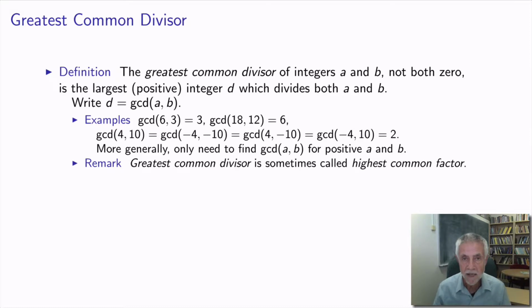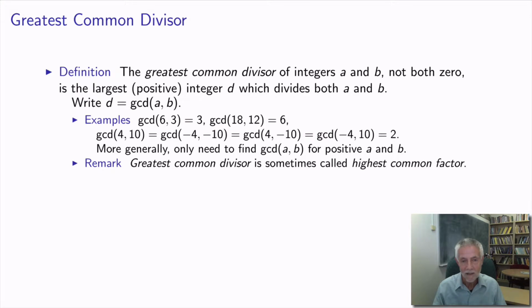So let's look at some examples. The greatest common divisor of 6 and 3 is 3, because 3 divides 6 and it divides itself. The greatest common divisor of 18 and 12, well, 6 is the largest integer which divides both of them. The greatest common divisor of 4 and 10, of minus 4 and minus 10, of 4 and minus 10, and minus 4 and 10 is 2.